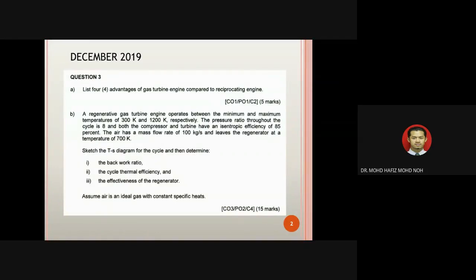This is for the advantages of the gas turbine engine, which is apparently in the notes. So for question B, we focus on question B only. Start your calculation with the TS diagram. TS diagram first.